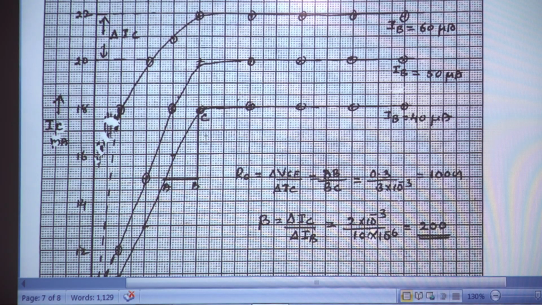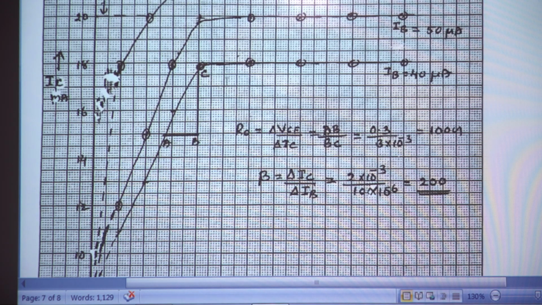Then we plot the graph, the output characteristics of the common emitter. We get a curve like this, and we can see that IC remains constant. For different values of IB, 40 microampere, 50 microampere and 60 microampere, the curve between VCE and IC is plotted. Initially there is a slight increase and thereafter it remains constant. Now from the curve we can find the output resistance, RO. For the first curve, in the linear portion, the resistance is delta VCE divided by delta IC, that is AB divided by BC, which is 100 ohm.